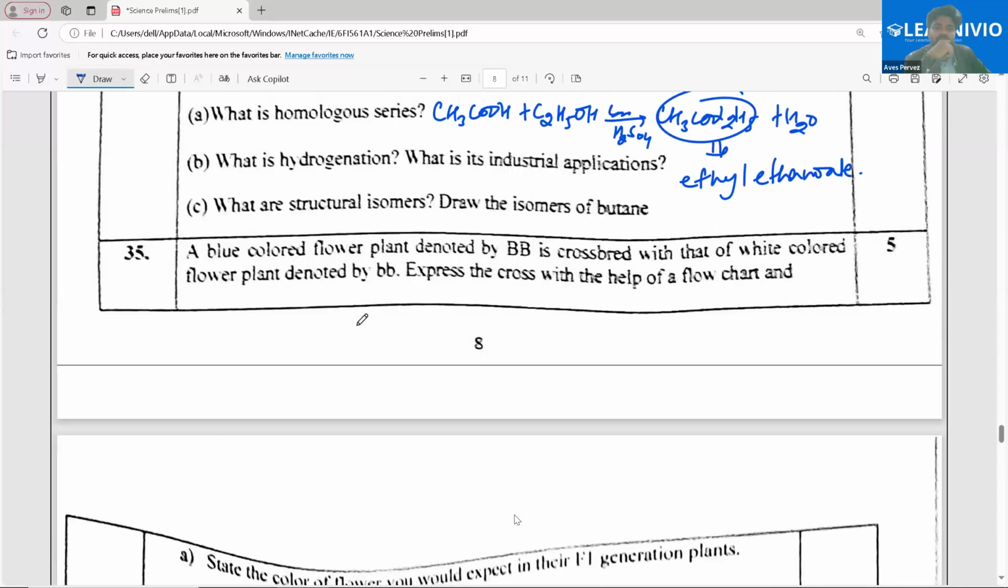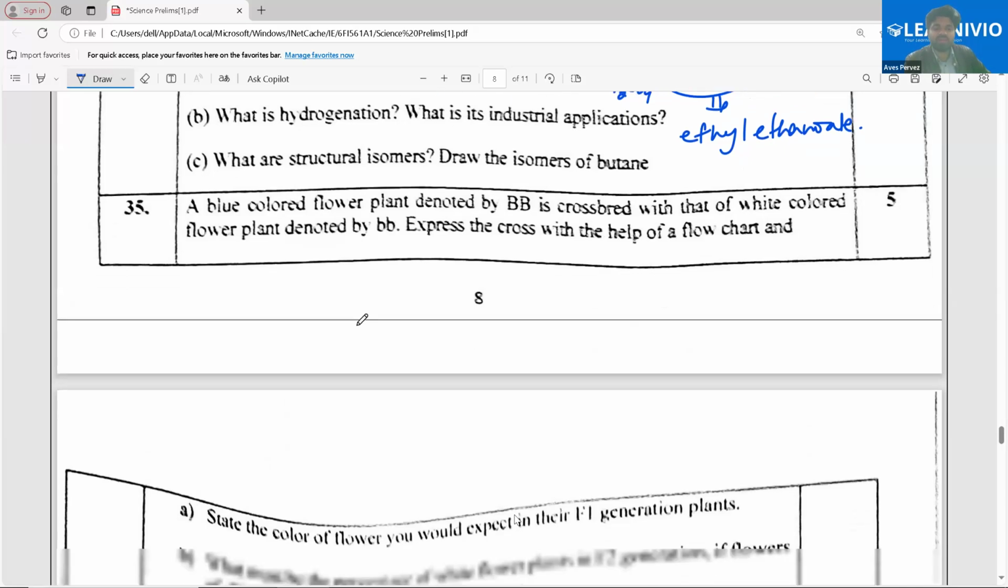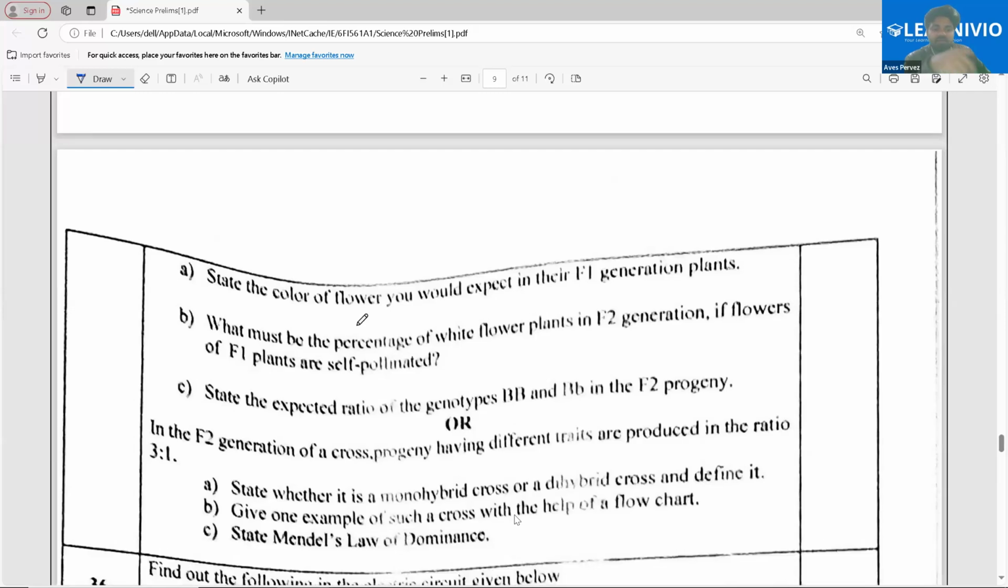The blue color flower plant denoted by BB is crossed with the white color flower small bb. So express the cross with the help of a chart. The color of all of the flowers will be blue. All of them will be blue. What would be the percentage of the white color flower in the F2 generation? 25 percent. 25%, if the F1 generation flower is self-pollinated.